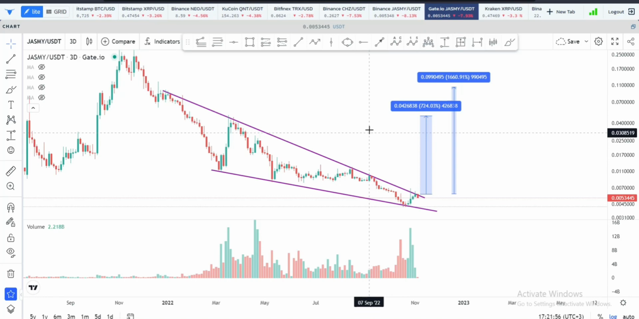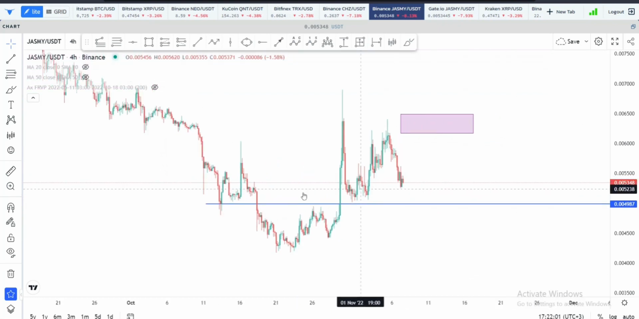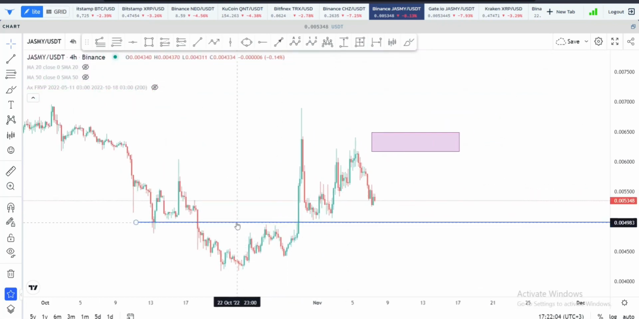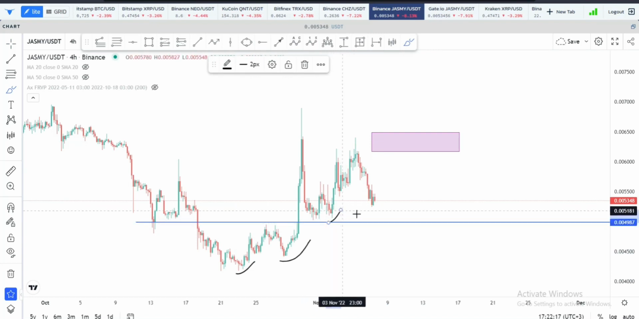But let's take a look at the price set from a shorter time frame perspective right here. We can actually see that we have got support right here at 0.005, I guess, right, dollars. So we have got support right here, and the good thing that is happening here with the price set is you can see that the price has just been making higher highs right here, right? Higher highs. So fingers crossed we still maintain this uptrend right here on the Jasmy price set.